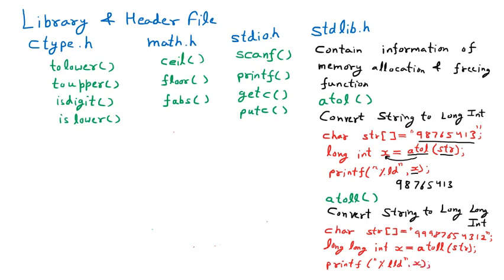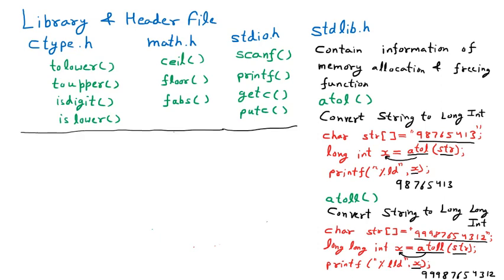So now how is it working? We have a very long string in the str. This str is going to be converted to the long long integer and saved to x. Now we are going to display x, and the output of this will be 99987654312. So these are the functions a2l and a2ll. Now we are discussing the next function, that is a2f. So the next function is a2f.